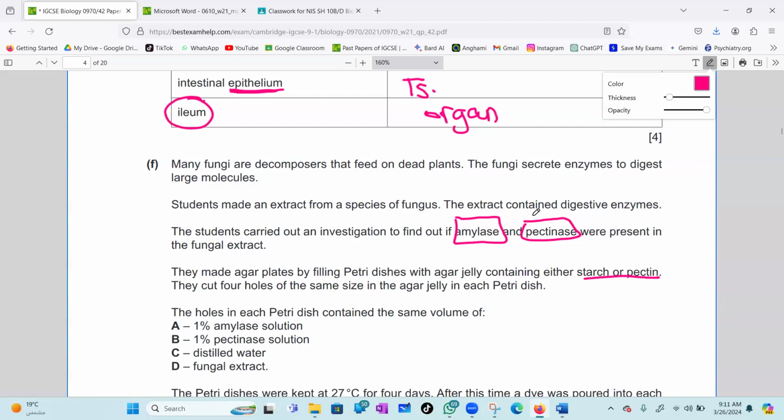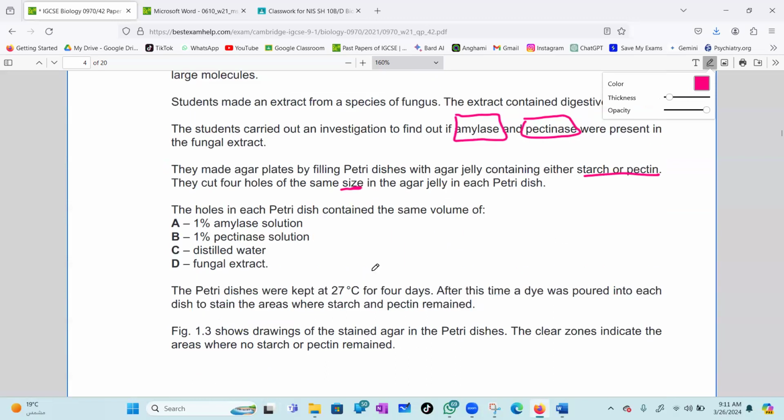They cut 4 holes of the same size in the agar jelly in each Petri dish. The holes in each Petri dish contained the same volume of: hole A, 1% amylase; hole B, 1% pectinase; hole C, water; and hole D was the fungal extract. The Petri dishes were kept at 27 degrees for 4 days.